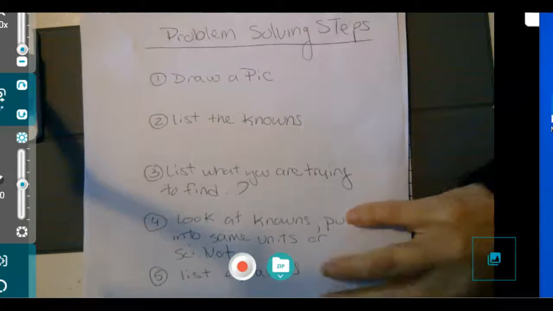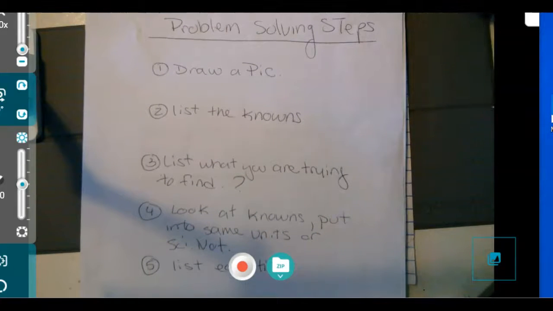Hello, I am doing this session on problem solving. You're definitely going to want to write down my problem solving steps. They're going to help you with your homeworks, and I'm also going to go over some velocity, distance, and time problems. I have a worksheet that would be similar to your worksheet for homework.